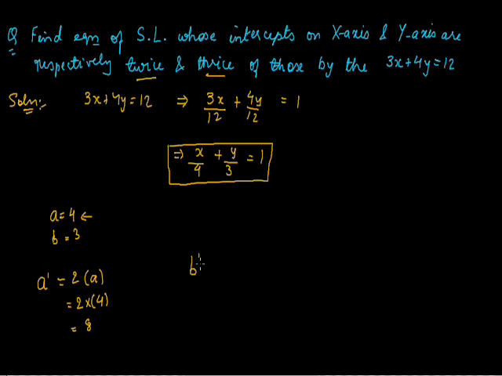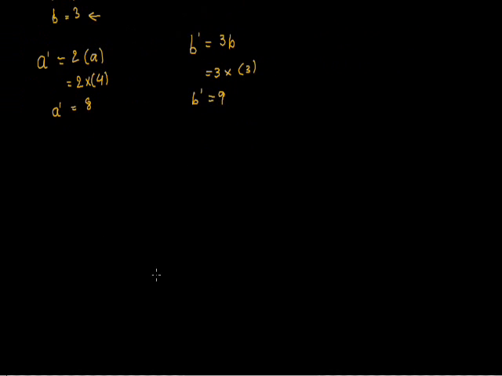Let's say b dash is the y-intercept which the required line makes with the positive direction of the y-axis. Then, as per our given question, b dash should be equal to 3 times b. So I'll write b dash is equal to 3 times b. Now substituting the value of b equal to 3 in our expression b dash is equal to 3b, we'll get 3 into 3 is equal to 9. So b dash is equal to 9, and over here I'll get a dash is equal to 8. Hence, the x and y intercepts of the required line are 8 and 9 respectively.